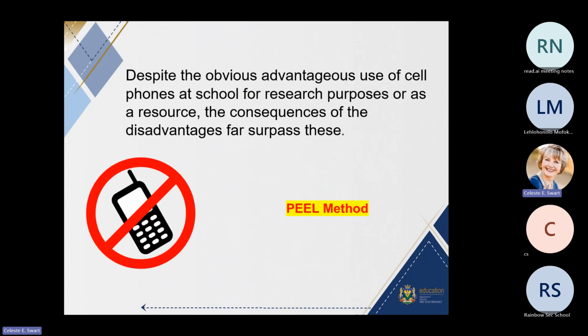Then you can look at this as well, that despite the obvious advantageous use of cell phones at school for research purposes or as a resource, the consequences of the disadvantages far surpass these. What is this then? This would be your conclusion. You're telling them about the positive things, you're telling them about the negative things, and you are sort of wrapping it neatly in a bundle.